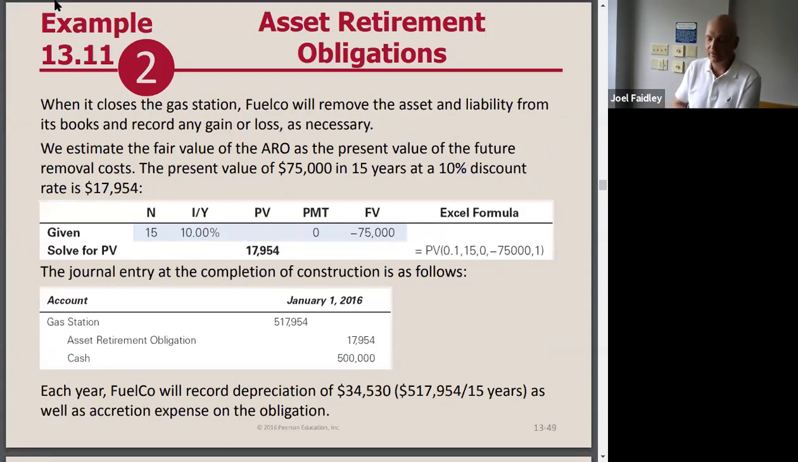So there's the present value at 10%. And the present value of $75,000 at 10% for 15 years says that I'm going to put this liability on my books at $17,954.